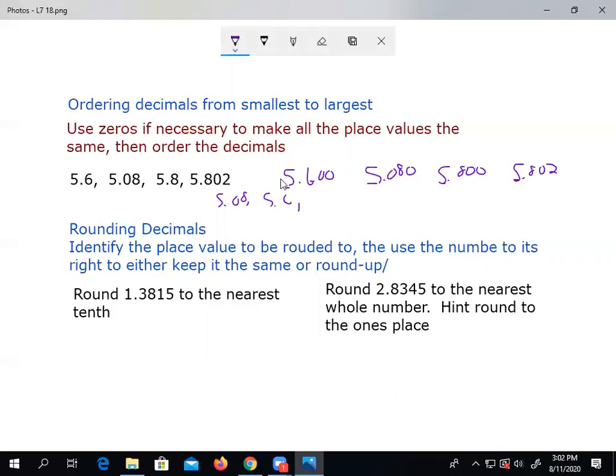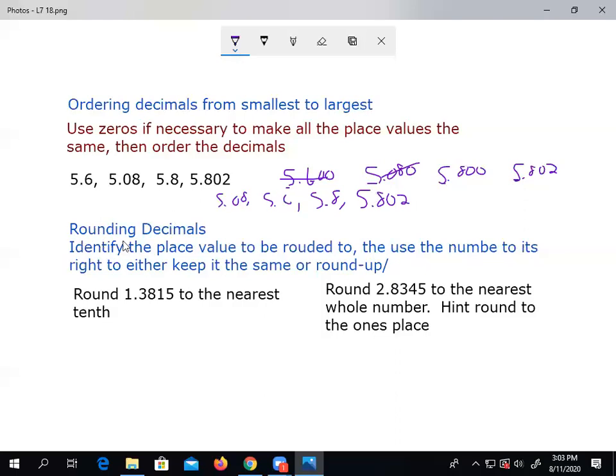So that takes care of that one, and that takes care of that one. Now we're down to the 800 and the 802. So the 5.800, or in other words, 5.8, would be next. And then the largest would be the 5.802. So use zeros there to get everything out to the same decimal place, and it helps you see the math a little bit easier. It's almost like whole number math, if you will. You literally could, if you wanted to, ignore the decimal and just see them as whole numbers, and that would also work.